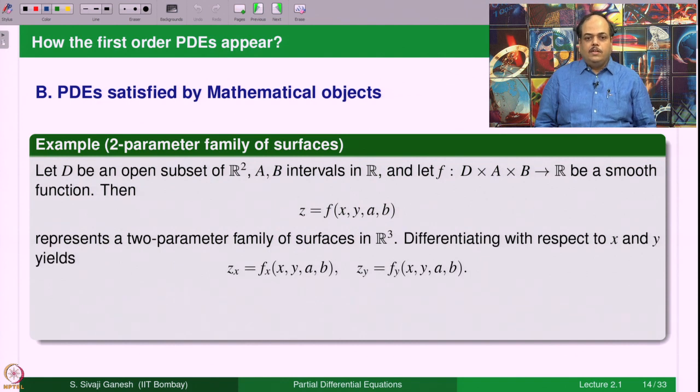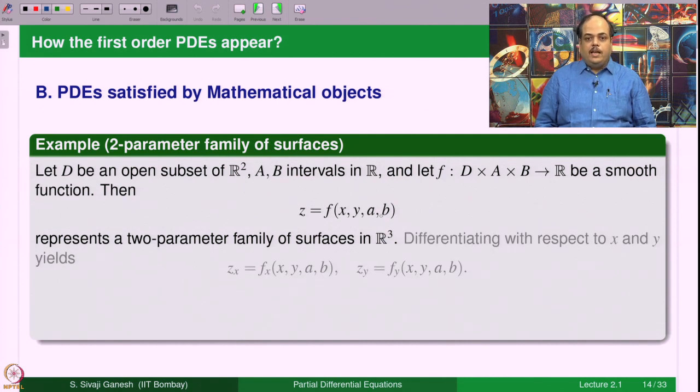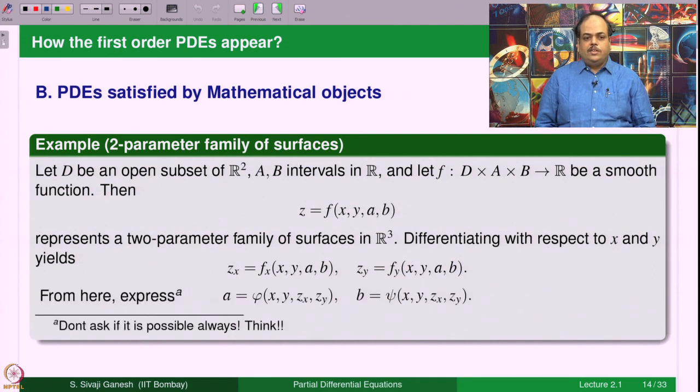Now, we want to derive a differential equation satisfied by this family, and we are saying partial differential equation. Therefore, what we can do here is differentiate this with respect to the two independent variables x and y, and this is the expression we get. Now, assume that from these two relations you can solve a as a function phi of x, y, z, z_x, z_y and b as a function psi of x, y, z, z_x, z_y. Now, the question is whether it is always possible. These are all questions, but here, if it is possible, we will go ahead and do the next step.